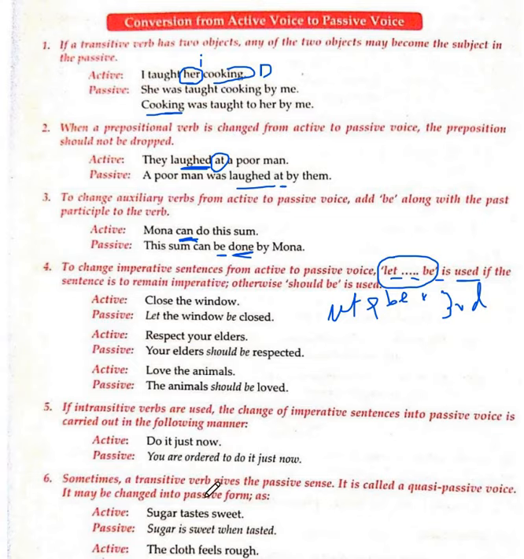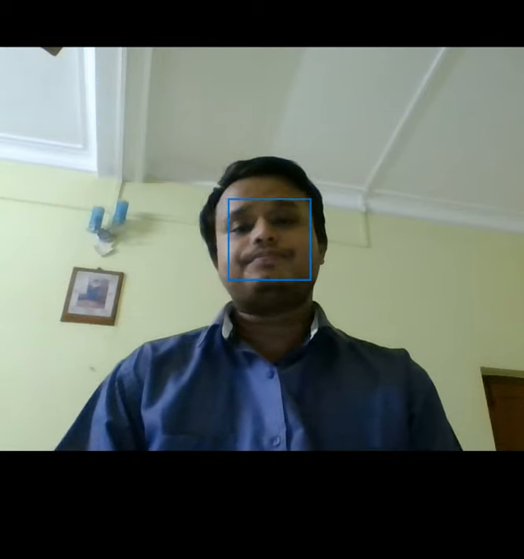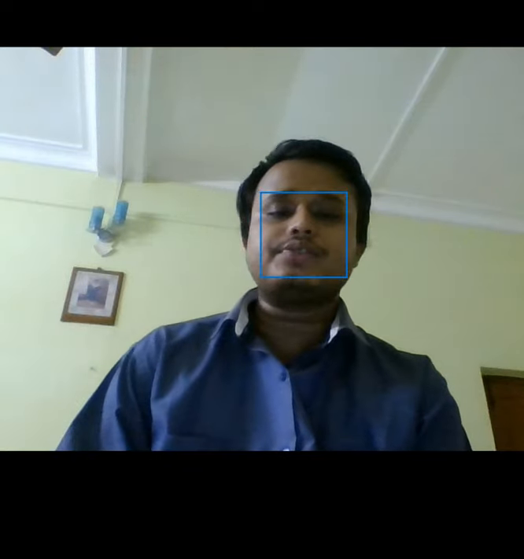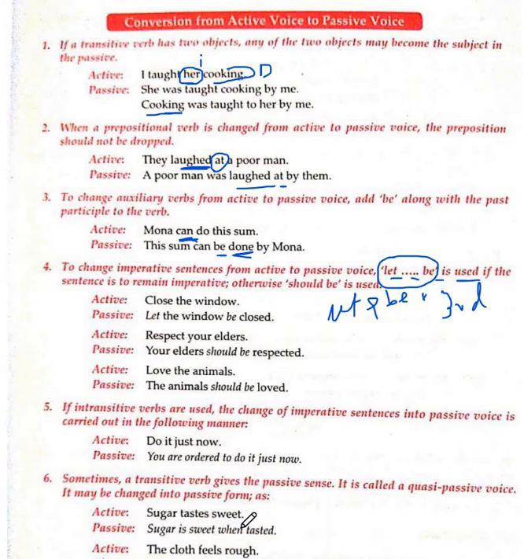Okay. Then the fifth one: when intransitive verbs are used, the change of imperative sentences into passive voice is carried out in the following manner. Do it just now. You are ordered to do it just now. Here it's a bit confusing, as sometimes "please" comes. That day I said that when there is not a particular subject, or the subject is not getting changed, then we can bring "you are" here.